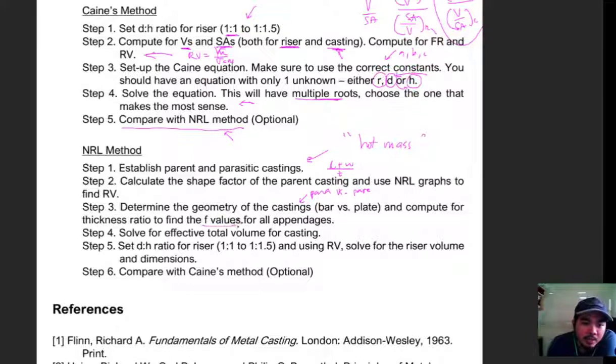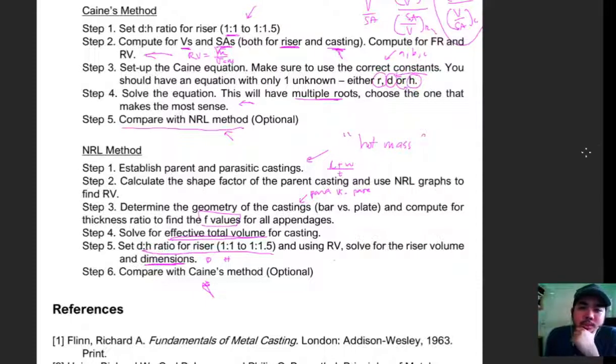So from these F values, kaya na natin makompute yung effective total volume ng casting, which will be used to solve for the riser volume, no? Okay. So gagamitin natin siya para ma-solve yung riser volume, and when we have the riser volume, we can set the D is to H ratio, and from the D is to H ratio, masasolve na natin tong dimensions, no? So we can solve the required diameter and the required height of the casting. So again, optional, you can compare it with JB Caine's method.